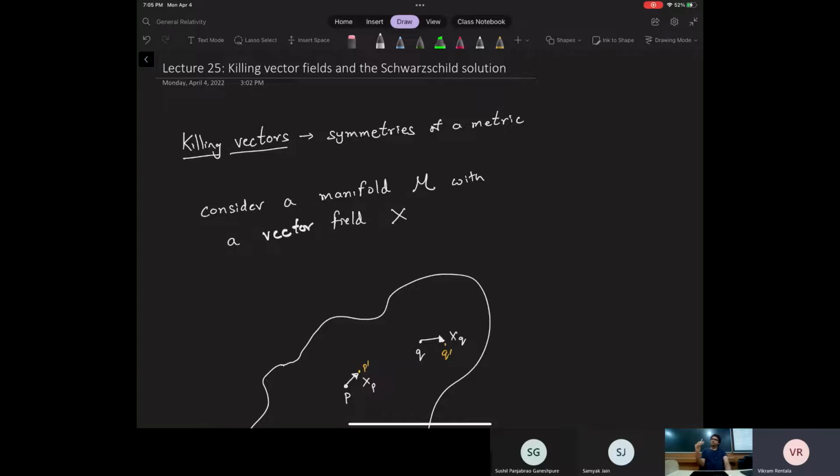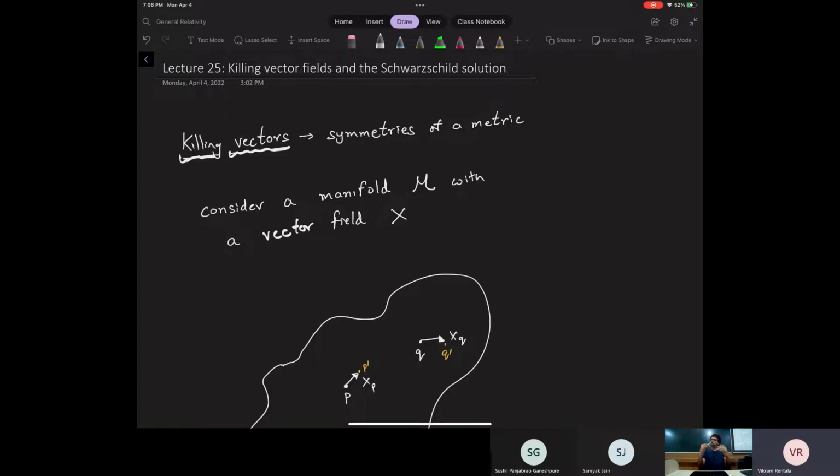Now we're going to find another solution to Einstein's equations. But since Einstein's equations are so complicated, highly nonlinear, second order differential equations, it helps if we can identify solutions with certain symmetries. So we want to classify solutions based on their symmetry properties. The way we talk about symmetries is through something called Killing vectors.